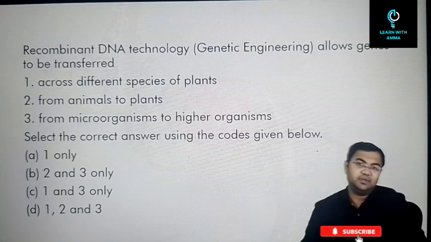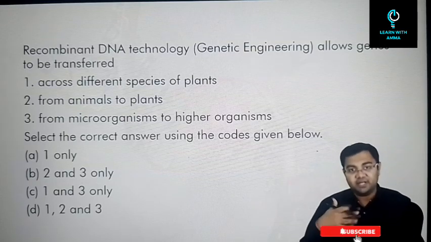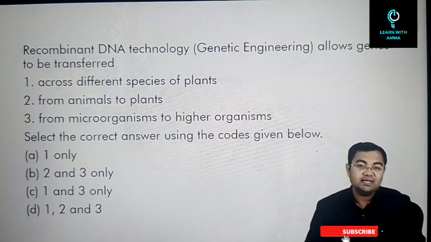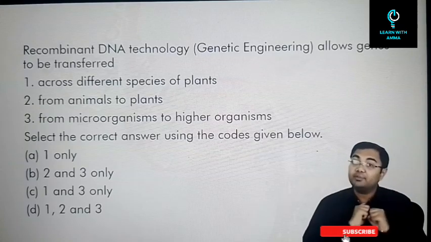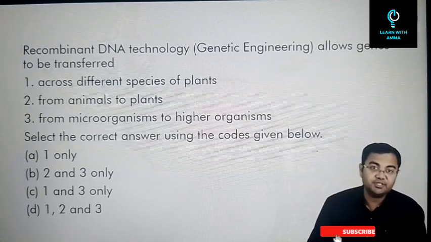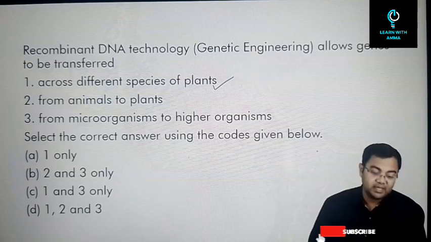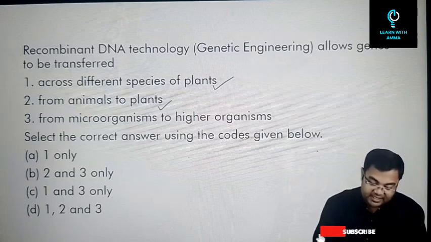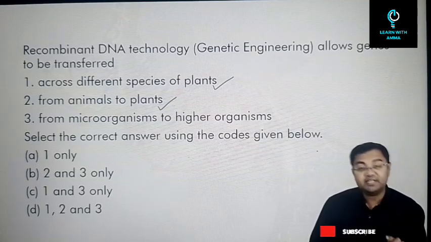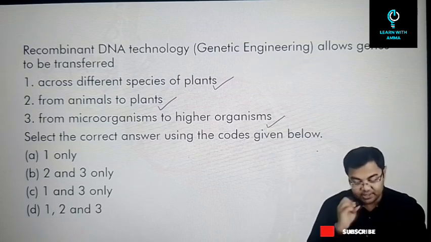Simple question. I think this is something that I have been repeating over the last 10-15 minutes, that a gene can come from anywhere. So across different species of plants, yes, it is possible. From animals to plants, yes, this is possible. From microorganisms to higher organisms, yes, this is also possible.